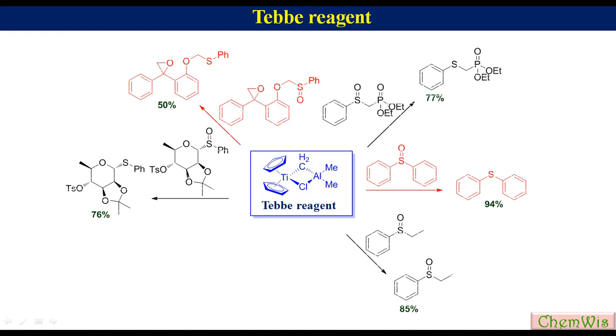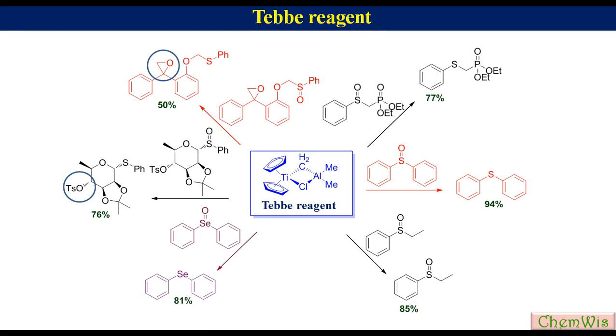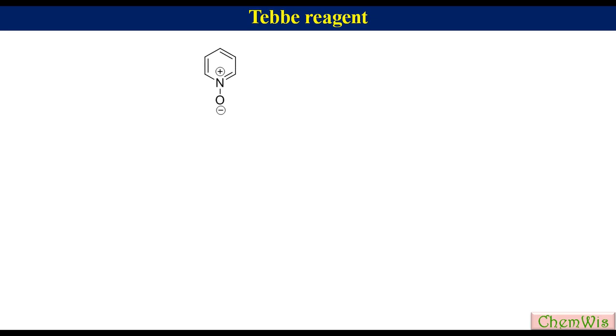These are the examples for the conversion of a variety of sulfoxides to the corresponding sulphides, where we can see that epoxide and tosyl groups are well tolerated. This is the example of conversion of selenoxide to selane. Reaction of pyridine N-oxide with Tebbe reagent in THF at 0 to 25 degrees centigrade gives 2-methylpyridine.